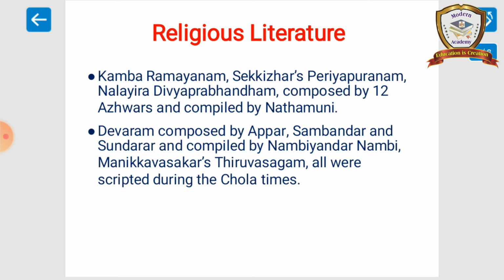They have works like Kamba Ramayanam, Periya Puranam, and Nalayira Divya Prabandham composed by the 12 Alvars. We know we have 12 Alvars. It was compiled by Nathamuni. Devaram was composed by Appar, Sambandar and Sundarar and compiled by Nambiyandar Nambi. Manikkavasagar's Thiruvasagam was also written in Chola times. Then Jayadeva's Gita Govinda, 12th century, part of the bhakti movement. Kabir Das, the 15th century poet, was also part of the bhakti movement in India. South India is very famous for religious literature during the Chola period, and many different types of religious works were established then.